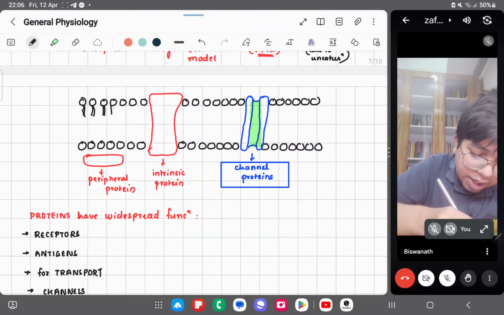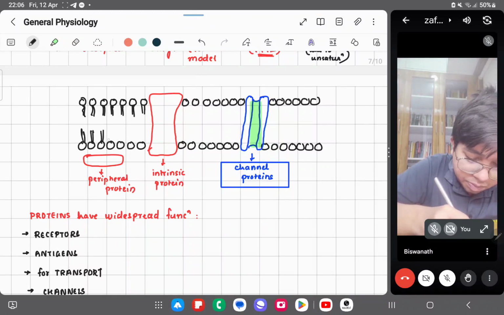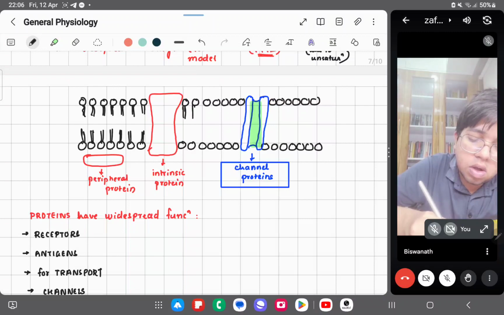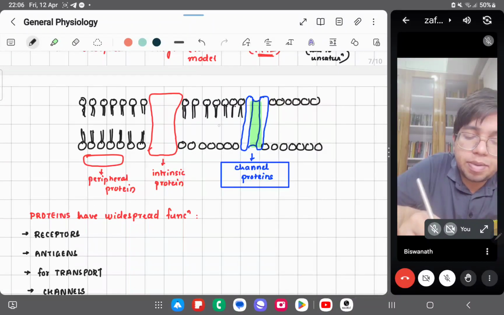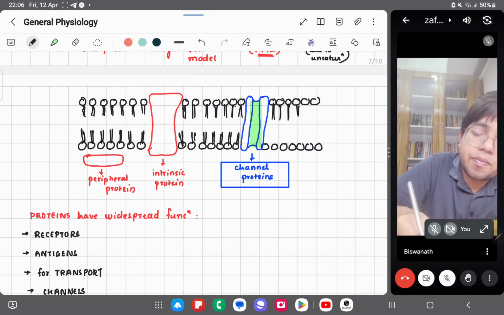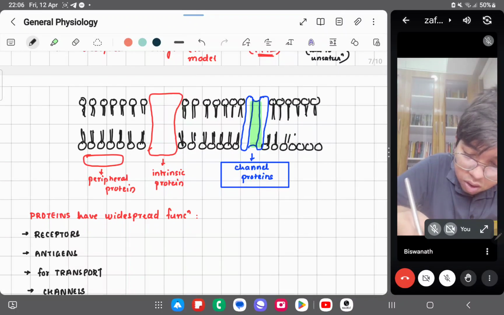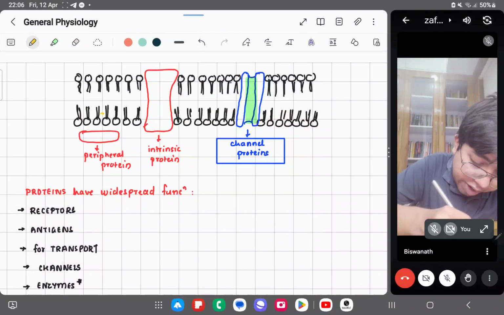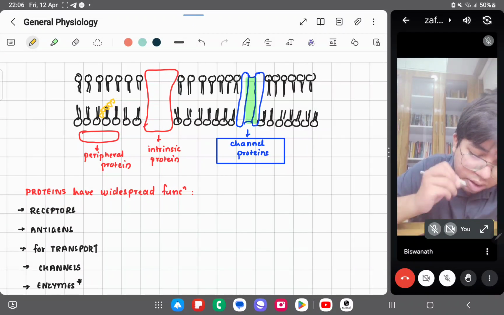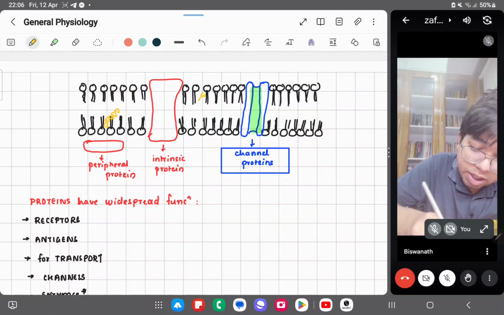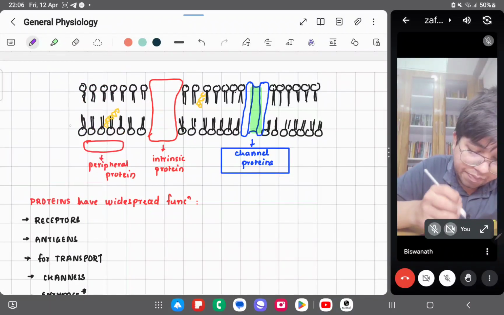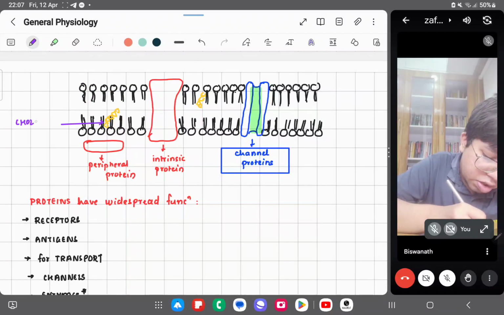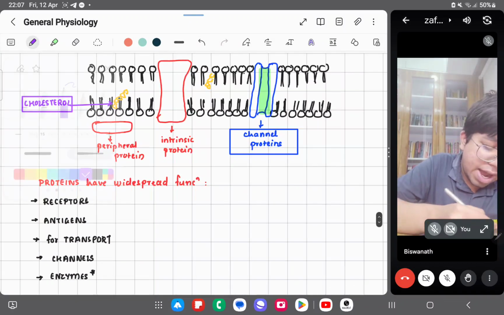And these are the tails. Let's draw the tails fast. So, lipid heads and the tails of lipids. Done. Then in between we have some things like this, some chains. Let's make some here. This one is cholesterol. Cholesterol acts as a fluidity buffer.